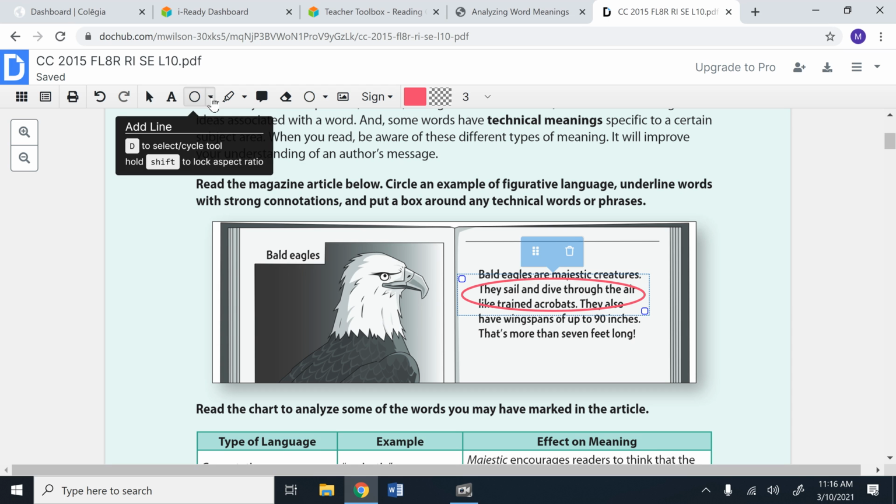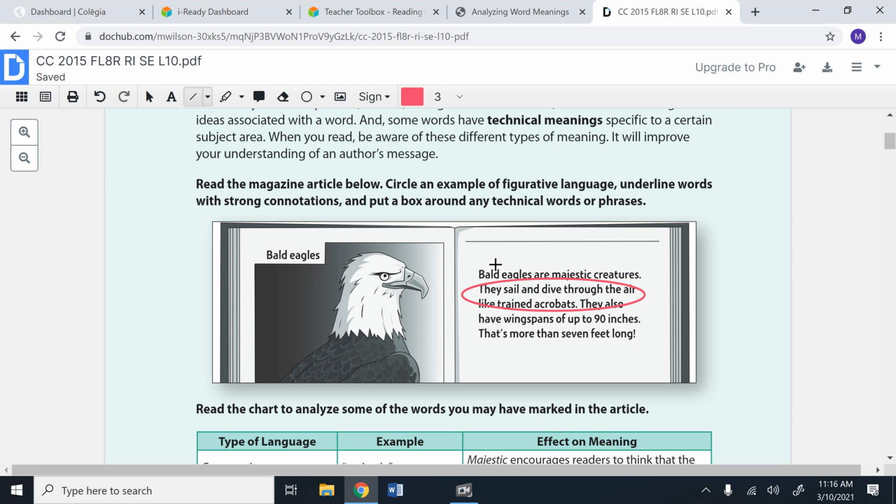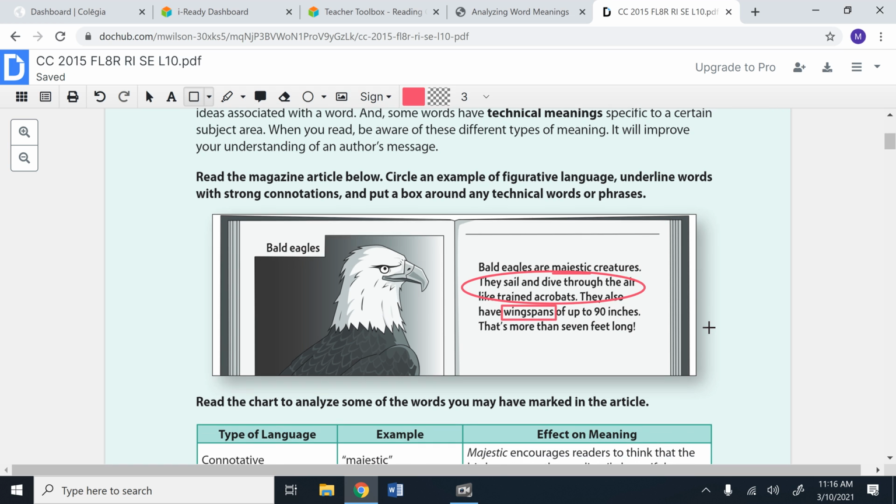They also want us to locate a word with strong connotation. In this case, in the first sentence, I see the word majestic has strong connotations, so I'm going to go ahead and underline that. It's a very positive word. They also want us to take our box tool and put a box around any words that are technical. In this case, I see the word wingspan, which is a technical term, something that wouldn't normally be defined. So I'm going to put a box around that.